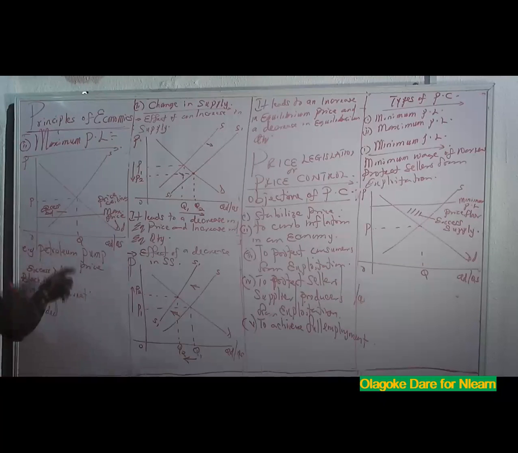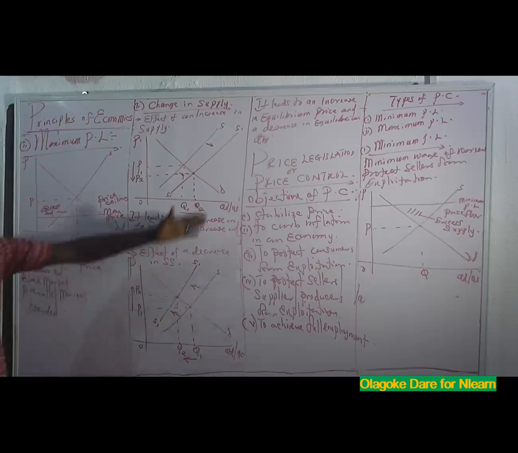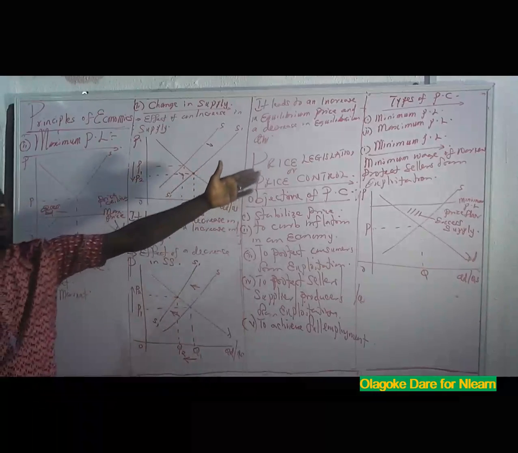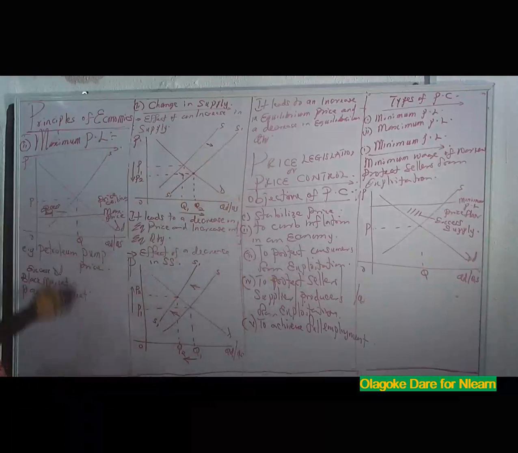So there's a difference between price legislation and price determination. Like I said earlier, price determination is the relationship between the demand curve and supply curve to determine equilibrium price and quantity, or allocate scarce resources. But price control is the attempt or act of fixing prices on goods and services by the government to achieve some objective, and these are the objectives on the board. And we have minimum price and maximum price.